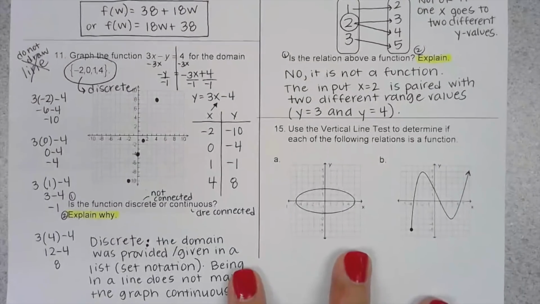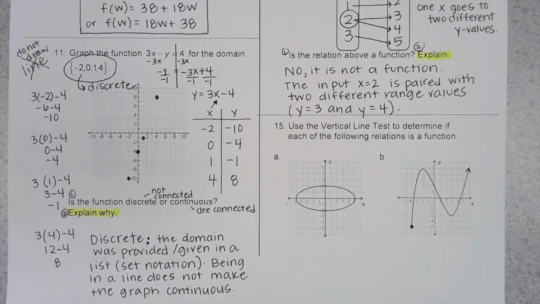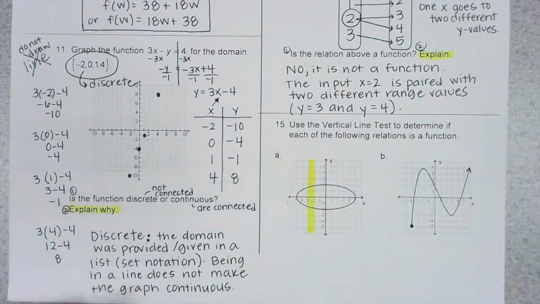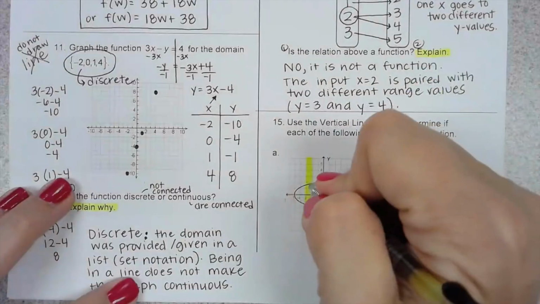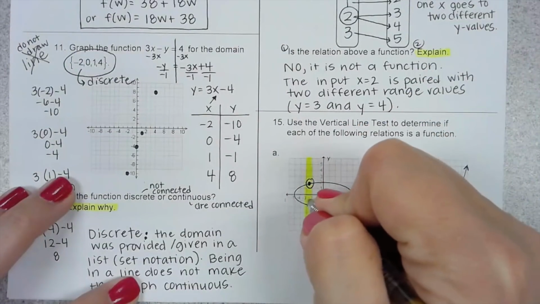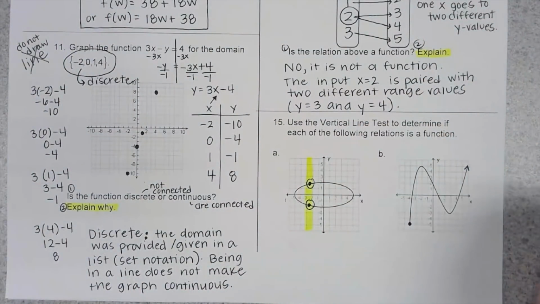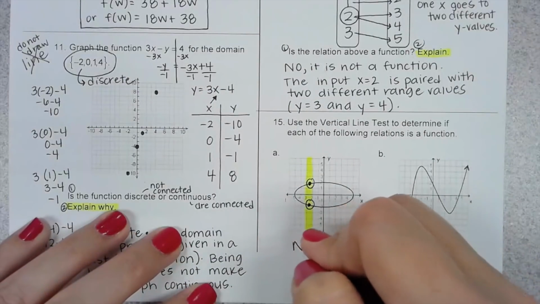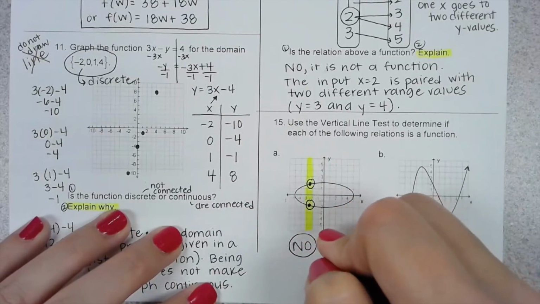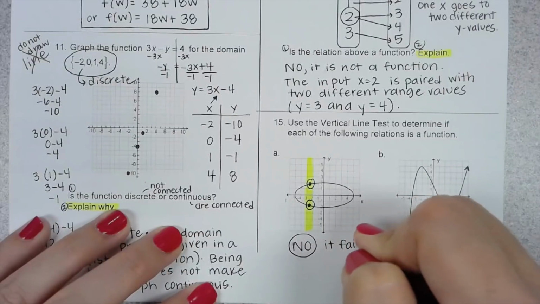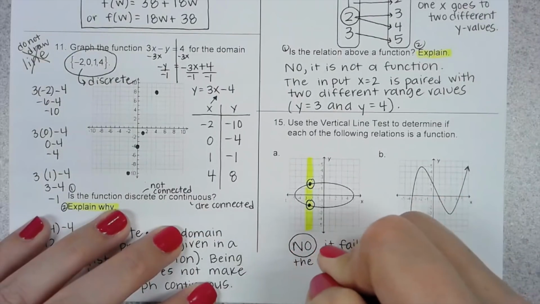The last question on the review today says use the vertical line test to determine if each of the following relations is a function. So if it says determine if, that means your answer to the question is going to be either yes or no. Right away I can tell that A is not a function because any vertical line that I draw on the graph could cross this shape at two different points. And so for this one, the answer to the question is no, it's not a function because it fails the vertical line test.